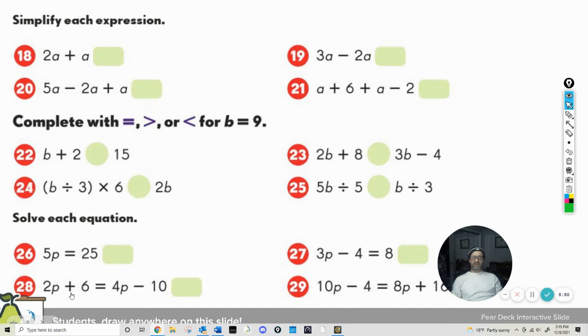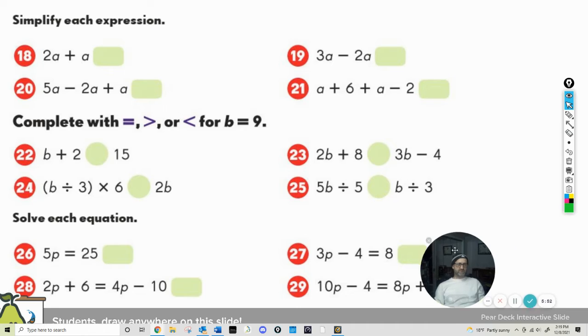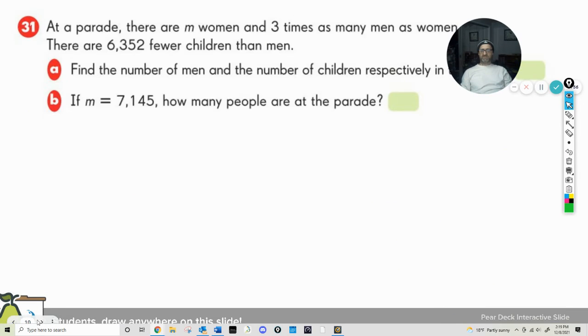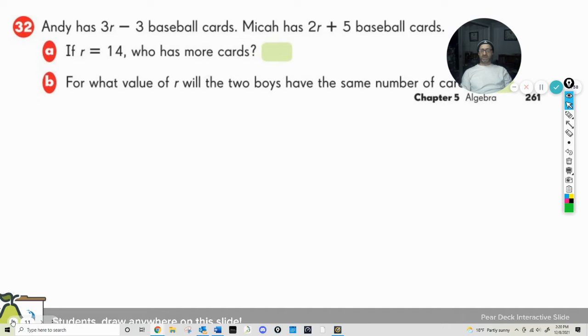Whew. Just algebra, algebra, algebra. Some of these are going to require some work. Is this our last slide? Oh, they're bringing the pain today. Okay.